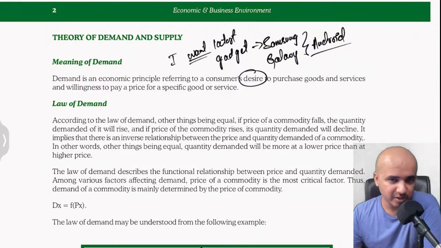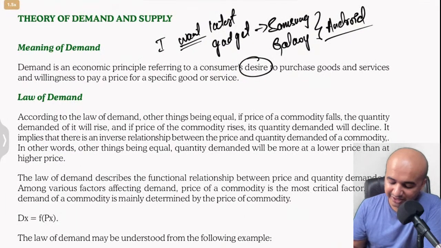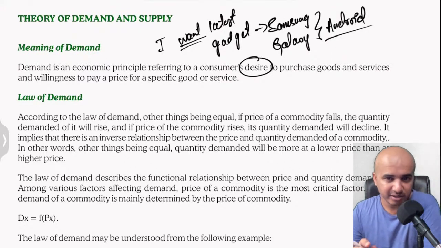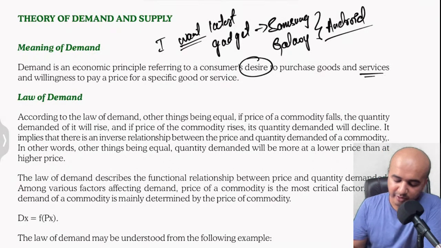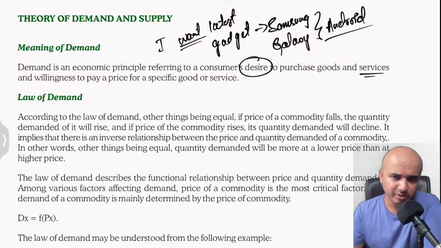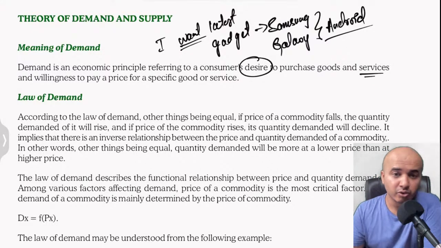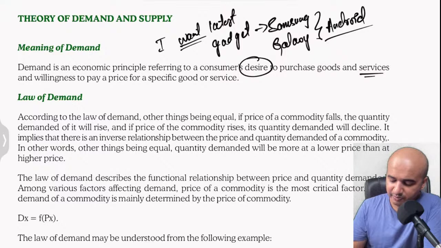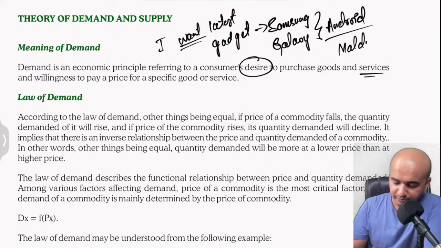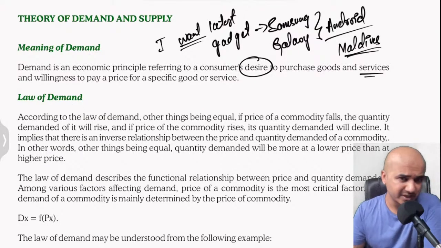Demand is an economic principle referring to a consumer's desire to purchase goods and services. That is one thing. It could be services as well. Now I gave an example of a good, but it could be related to a service as well. Maybe, for instance, let's say I want to go on a tour. Maybe I want to go on a trip to, let's say, Maldives. There you are not purchasing anything as such, but it would be a service. So you want to do that.